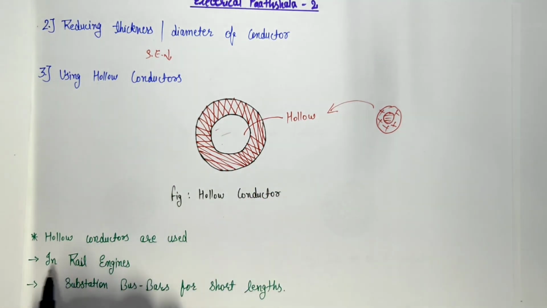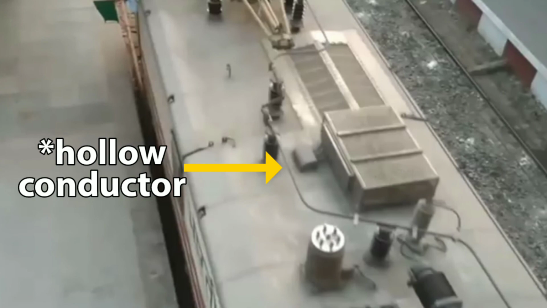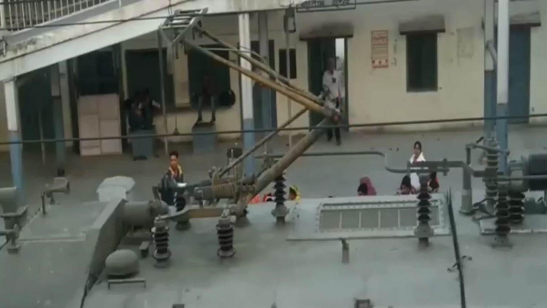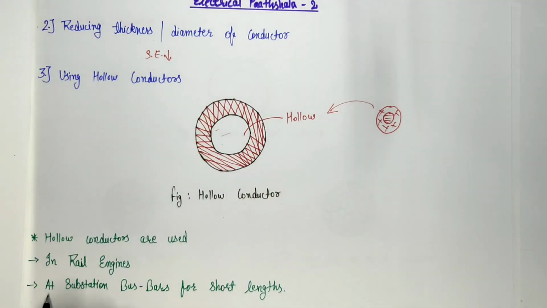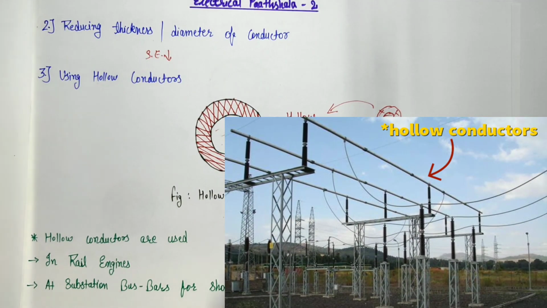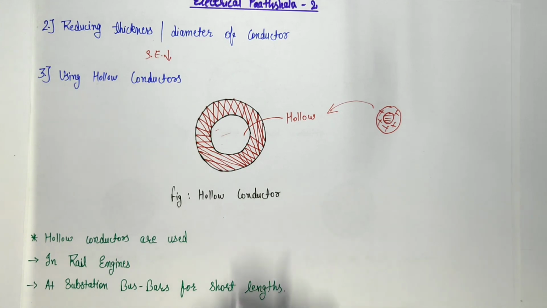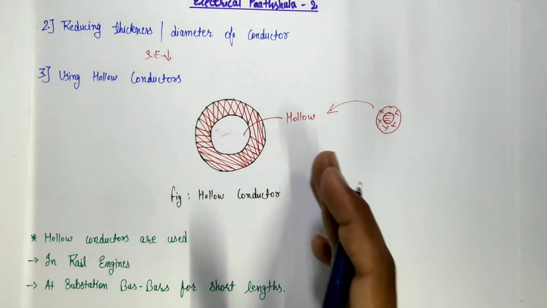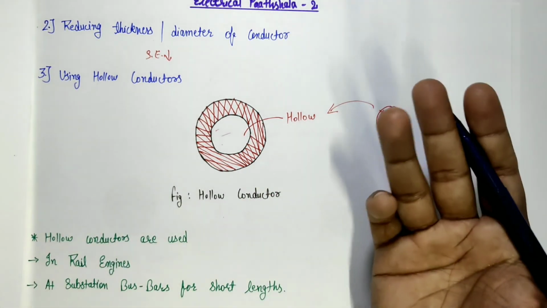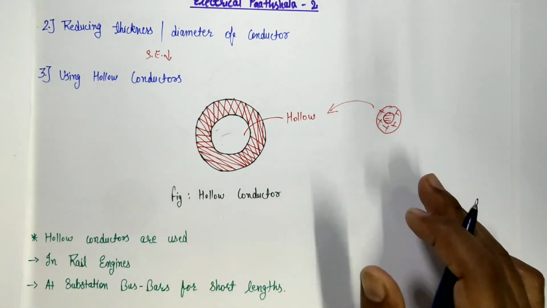Hollow conductors are used in rail engines. If you notice, you will see that on the top of the rail engines, hollow conductors are used to reduce the skin effect. And hollow conductors are also used at substation bus bars, but for short lengths only. Why for short lengths? Because these conductors require a cooling mechanism, which increases the cost. So hollow conductors can be used to reduce skin effect significantly, but we can't use them everywhere because of their high cost and mechanical consideration.